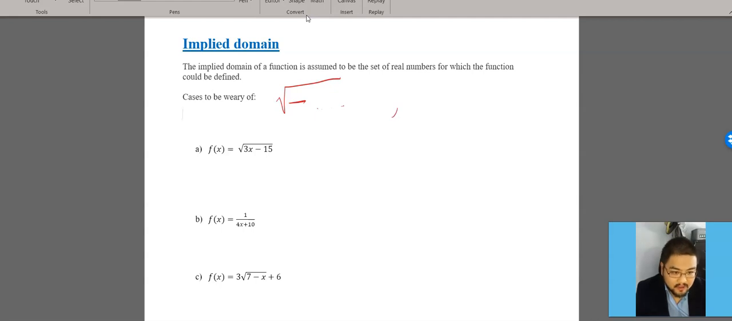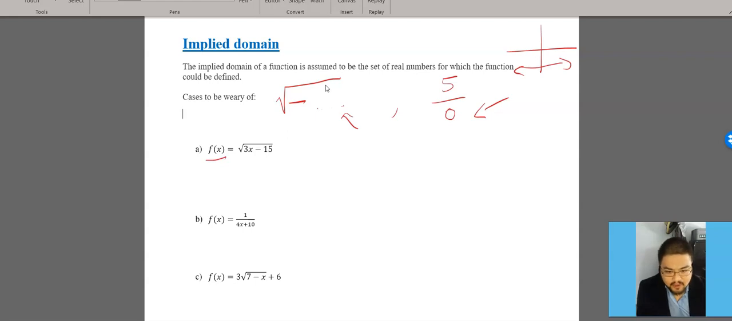Or you've got, for example, 5 divided by 0. So there's two cases we need to be careful of: the divide by 0 and a negative square root. When we're talking about implied domain, it doesn't differ so much from regular domain. We're still talking about the possible values of x that the function could be defined for. So let's look at this one here.